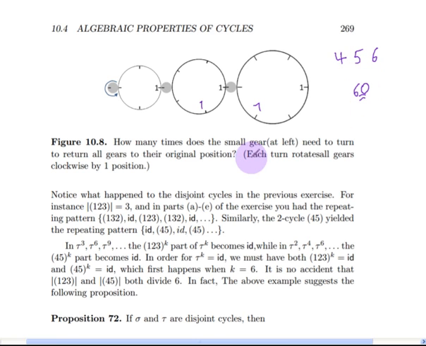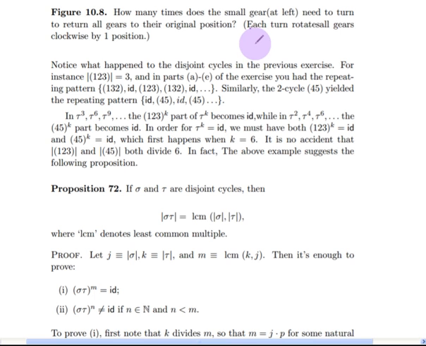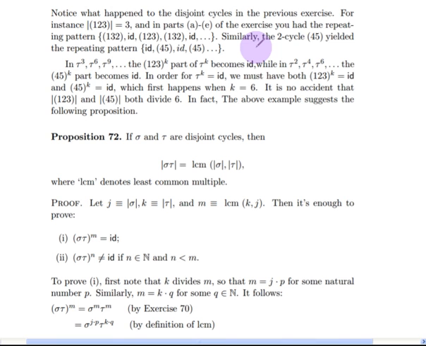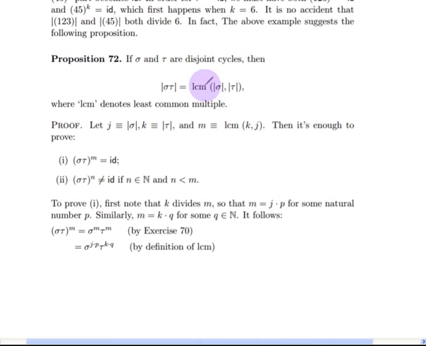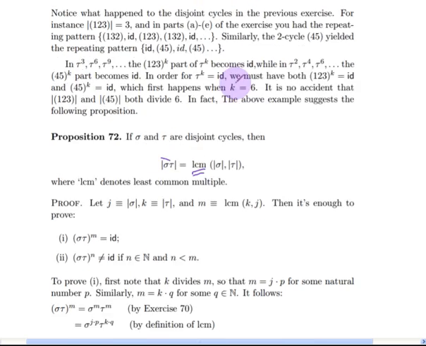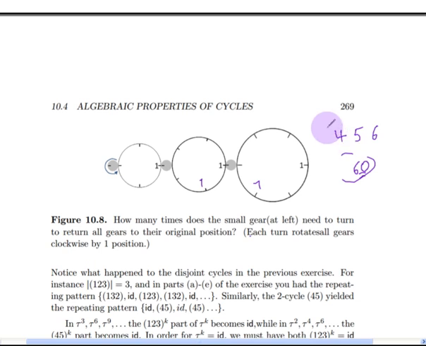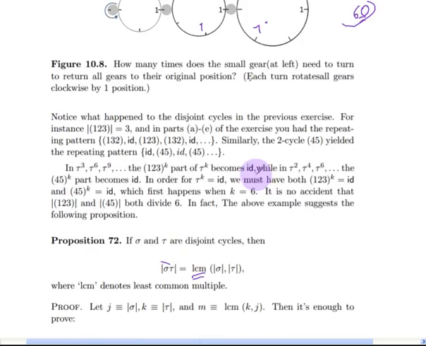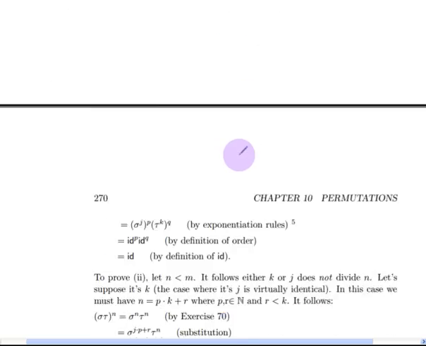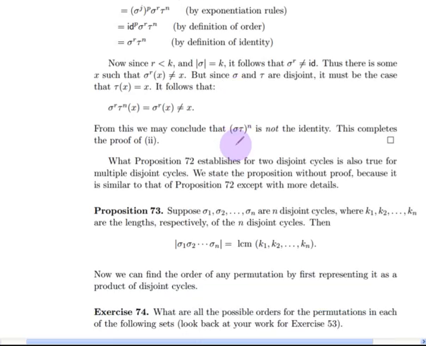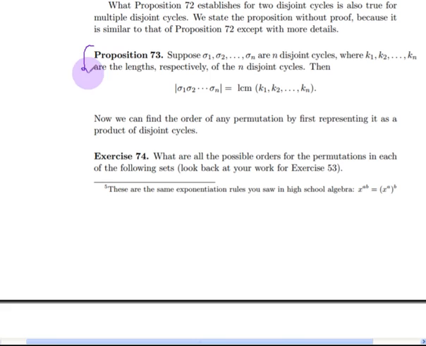Okay. So here we're exploring this idea. In fact, for 2 cycles, it turns out that the order of the product of disjoint cycles is simply equal to the least common multiple of the 2 orders. Now you can notice something about 60 here and the least common multiple of these 3 numbers. So you can see how this is going to generalize. In fact, that general proposition is here. You can read this. This example relates to the example that I just showed with the cycling gears.